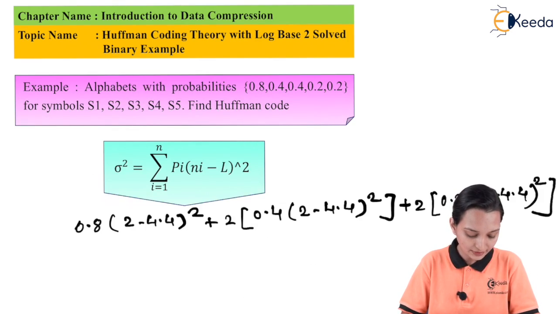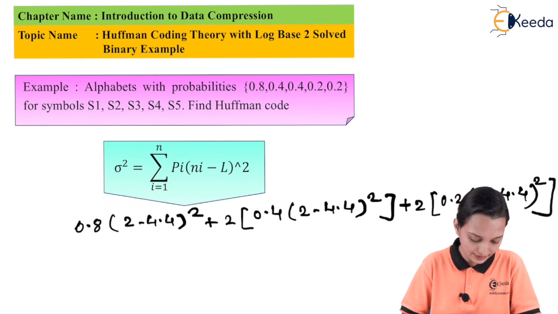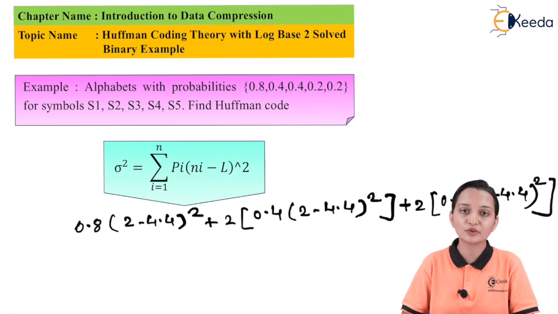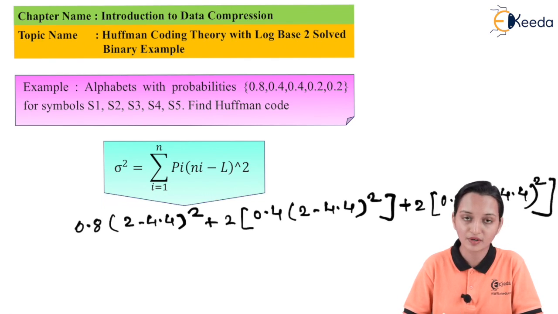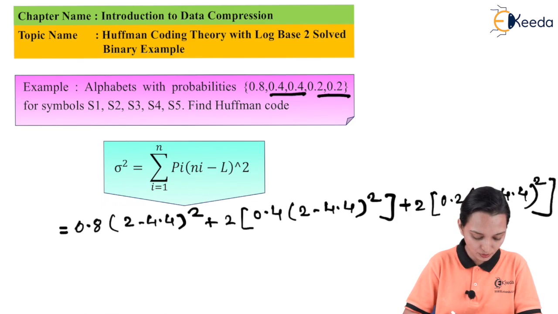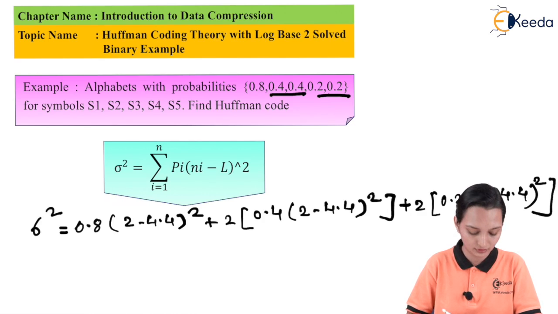The last point to be calculated with the help of this example is nothing but variance. So how to calculate the variance? Its formula is Pi in bracket Ni minus L, whole square. So there are 5 symbols, but 2 symbols twice have the same probability, 0.4 and 0.2. So as usual we will calculate sigma square. The first one is Pi, the probability of the first symbol, 0.8, in bracket Ni, code word length 2, minus L. L we have already calculated, 4.4, whole square.